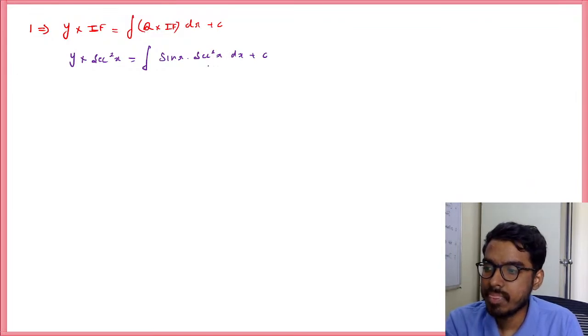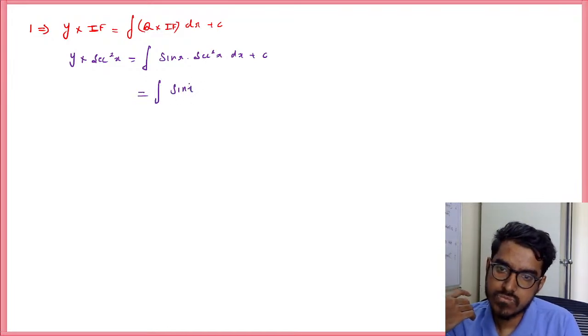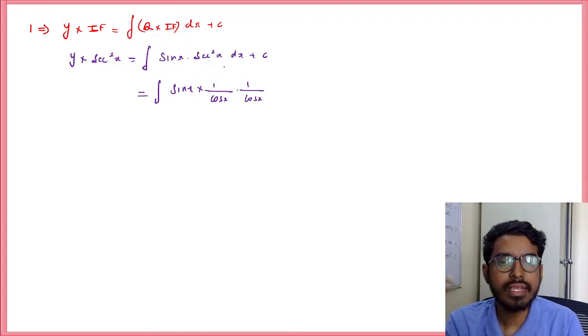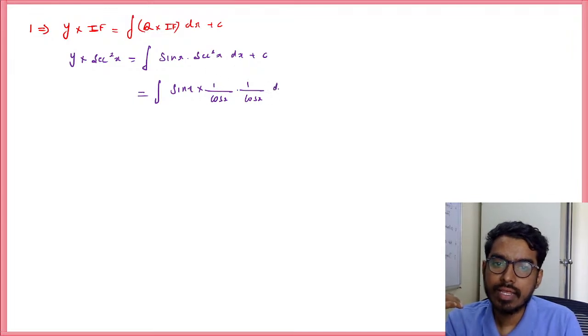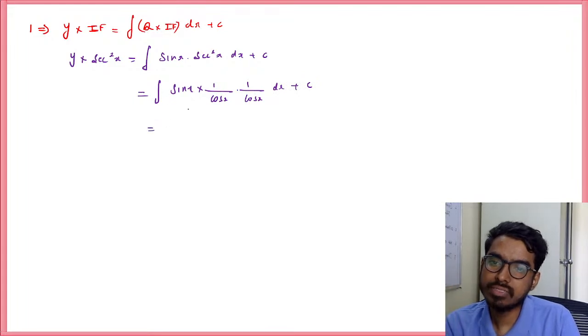Secant square x, let us write like this, right? Integration of sin x into 1 by cos x, 1 by cos x, right? I'm writing secant square x as 1 by cos square x, and 1 by cos square x as 1 by cos x, 1 by cos x. This sin x by cos x is tan x. This is secant x, right?